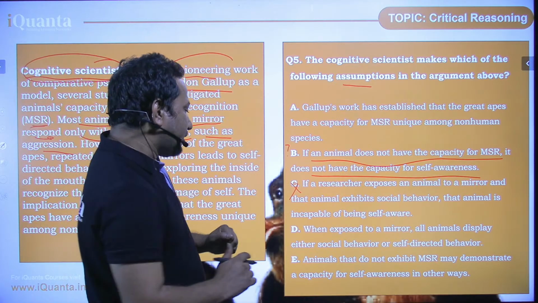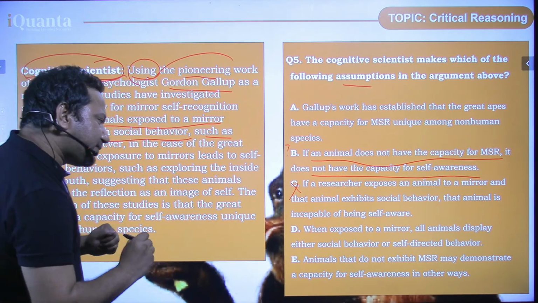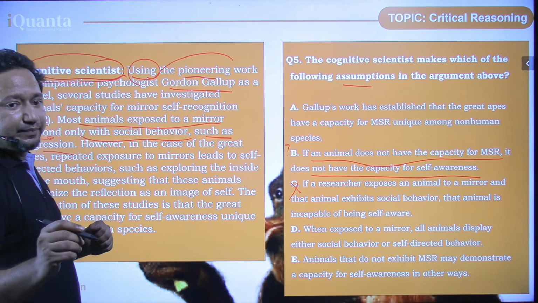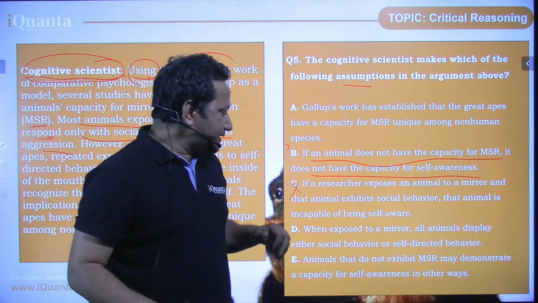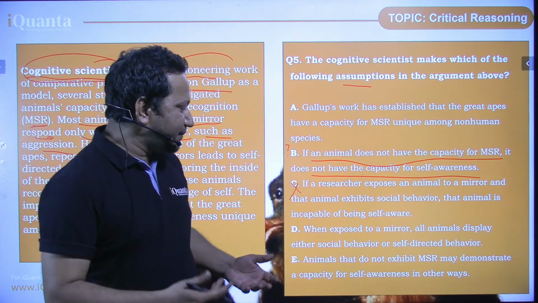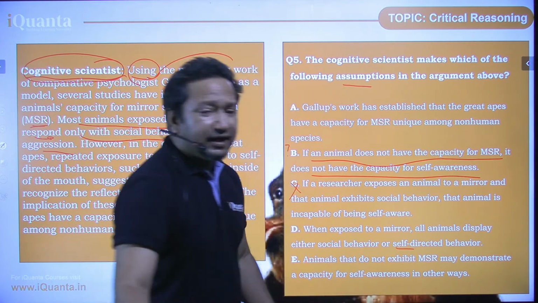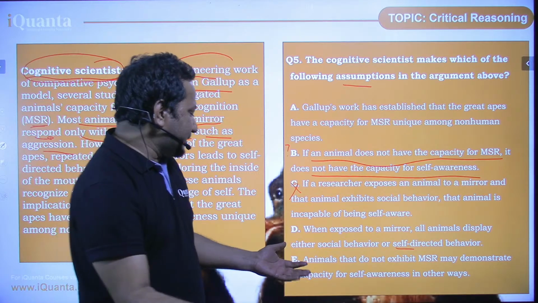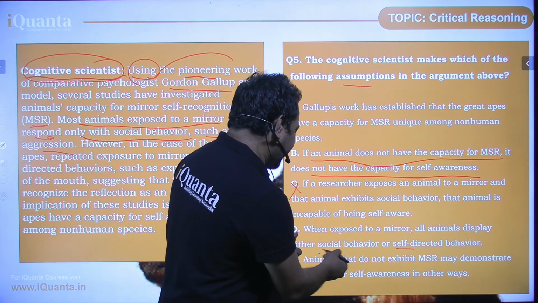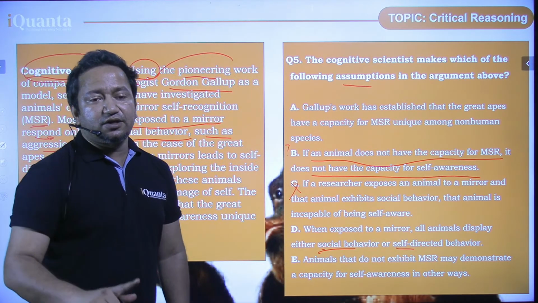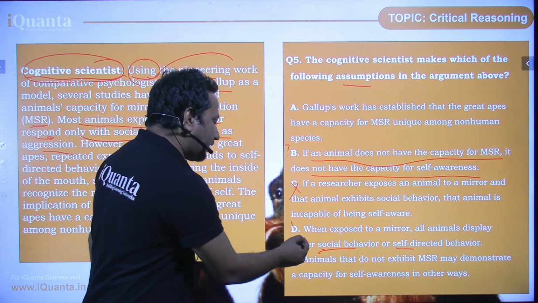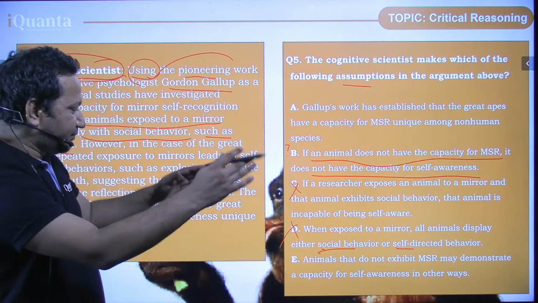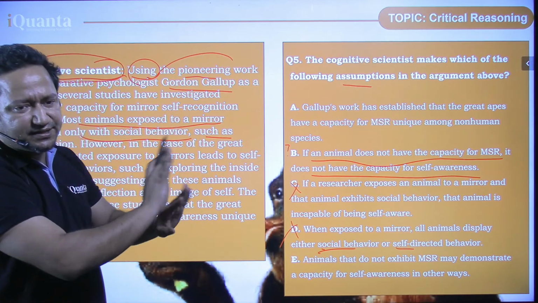Coming to D. When exposed to a mirror, all animals display either social behavior or self-directed behavior. No, even that has not been mentioned. It is said that the great apes have this ability of self-directed behavior, and other animals exhibit social behavior, but it is not talking about the entire animal kingdom. So of course that would not be the assumption. It's neither a statement nor an assumption, it's nothing.